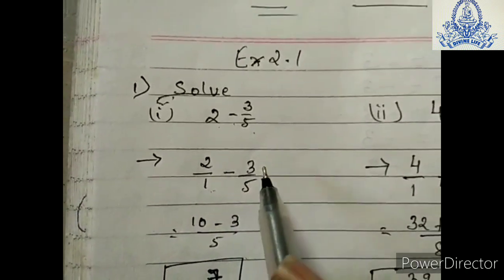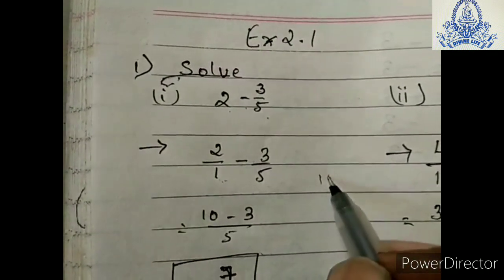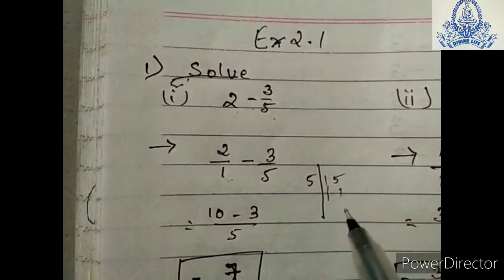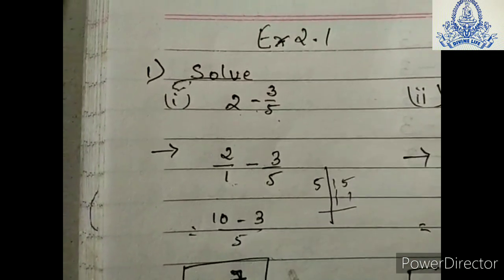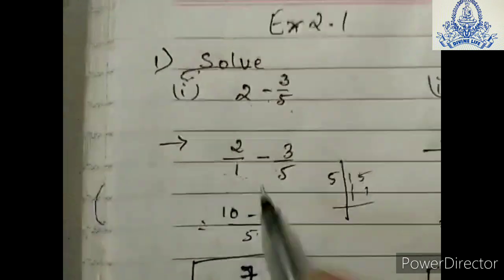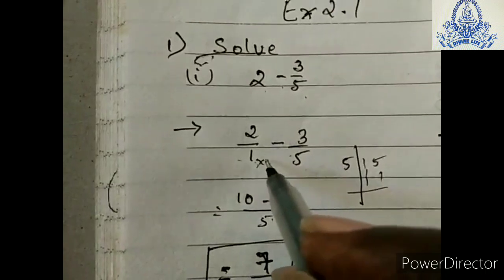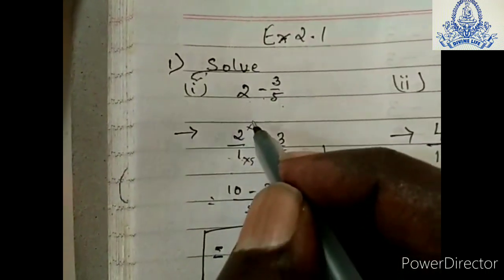If you take the LCM of 1 and 5, we get 5 only. 5 is the LCM. So we will take 5 as the common denominator in both places. In the 5 table, 1 fives are 5. The same 5 will be multiplied up.